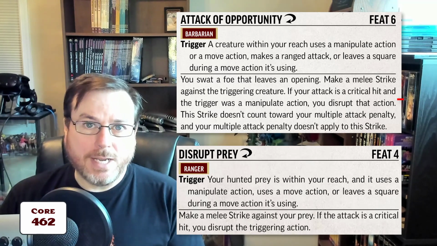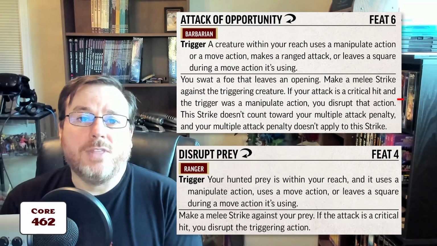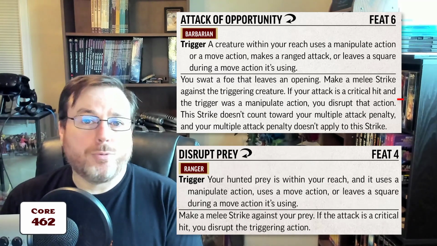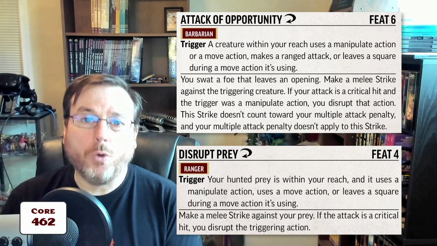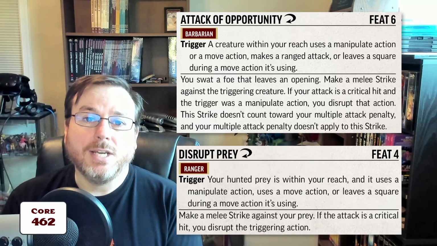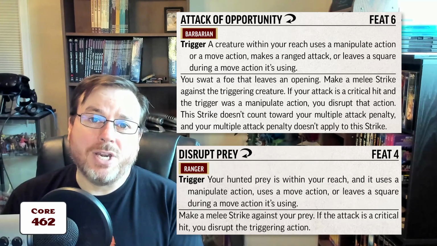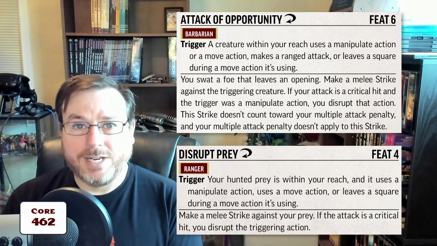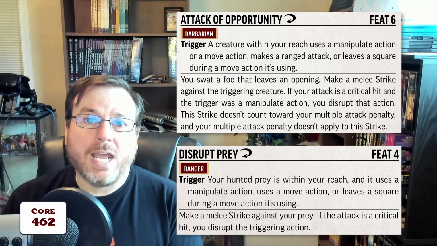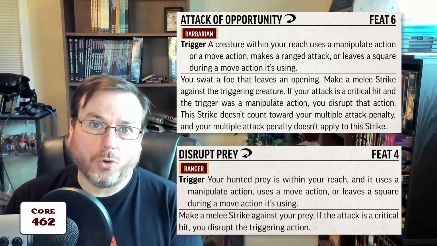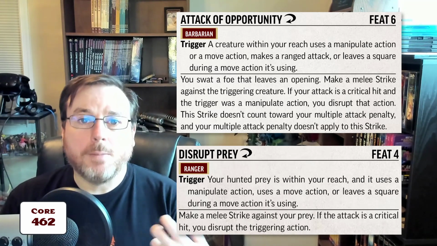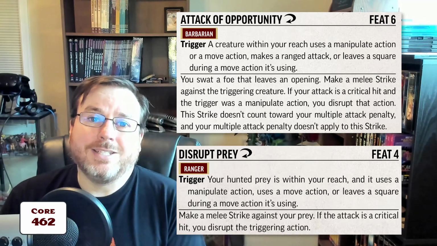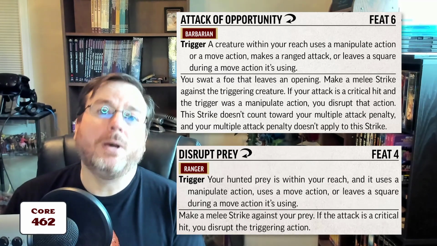So if an enemy is within your threatened space or they're adjacent to you and they start casting a spell that has 3 of the 4 components, if they cast something with somatic, material, or focus components, all 3 of those have the manipulate trait and would trigger attacks of opportunity or disrupt prey. Basically the only spells that would not trigger disrupt prey or an attack of opportunity would be spells that only have a verbal component, like inspire courage. Otherwise, it's going to trigger these reactions. The player spends their reaction to make a melee strike, and if that strike is a critical success, then it disrupts the spell that's being cast.